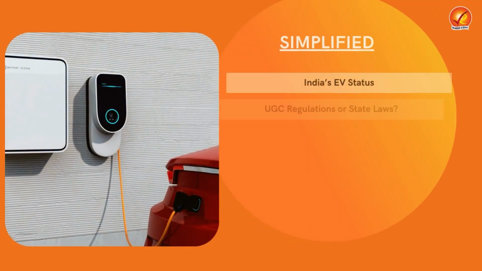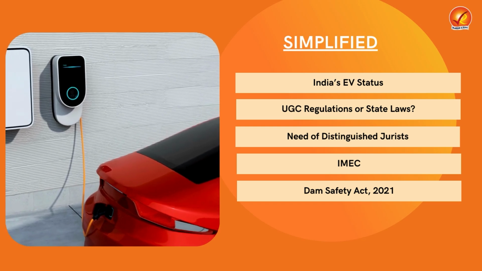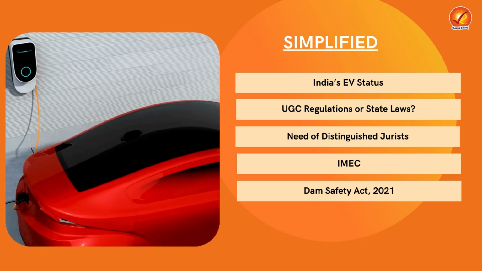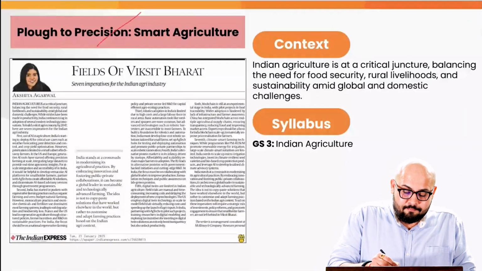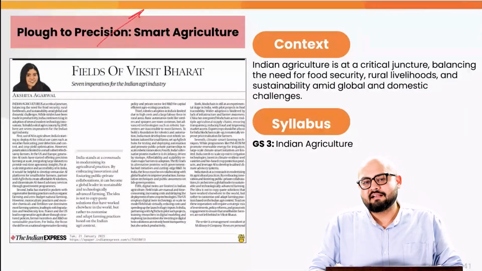Then, in the simplified section, we'll have a look at 5 different articles from a special perspective of UPSC Prelims 2025 along with the value addition. So stay tuned. Coming to the very first article of the day, this is Plug to Precision: Smart Agriculture.